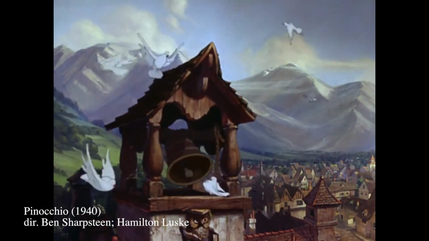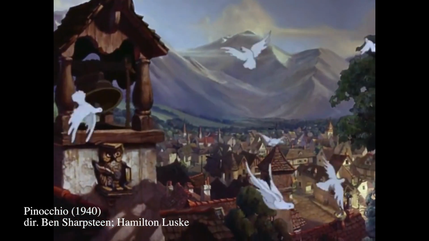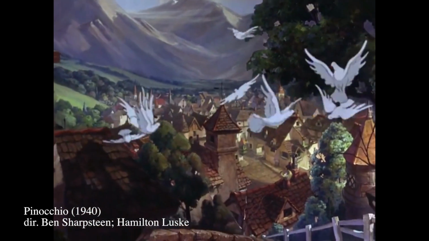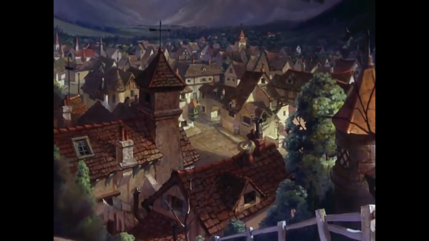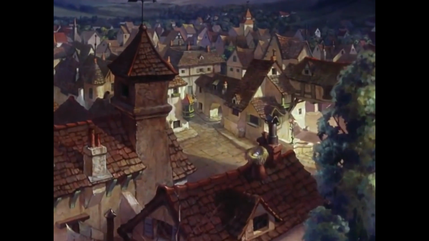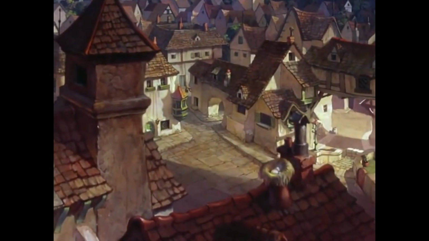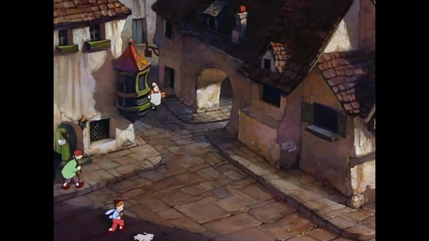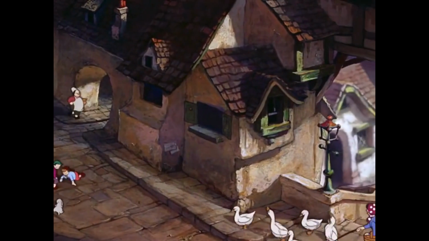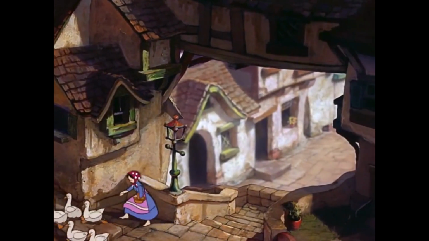Nowhere is that more evident than in this sequence from Pinocchio. The high watermark for the multiplane camera, not only is there real depth to these images, but there is also an inherent integrity to the space we're moving through. By craning over the rooftops and through the village, this shot shows the viewer that the story doesn't just take place in between the edges of the frame, but in a world that is fully formed and waiting to be explored.